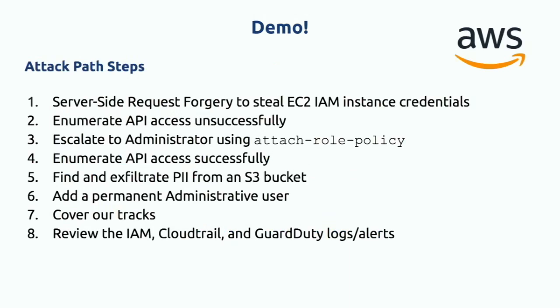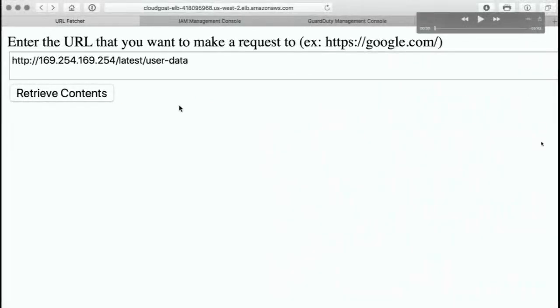So from an attack path perspective, this is what the demo is going to cover. We're going to have a server-side request forgery vulnerability on a web app. We're going to attempt to enumerate the API access unsuccessfully. We're going to escalate ourselves to admin. We're going to then enumerate successfully, exfiltrate some data from an S3 bucket, make a persistent user account that has administrator access, and then try to cover our tracks. And then we'll see what that looks like from inside the environment.